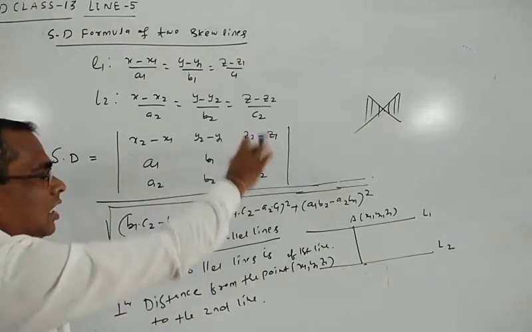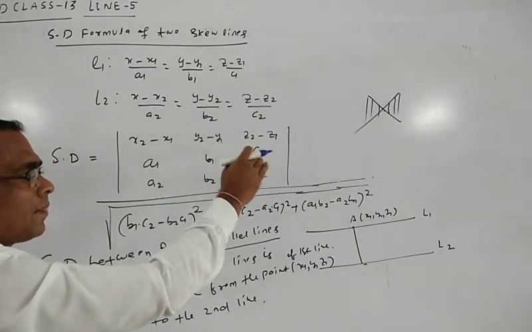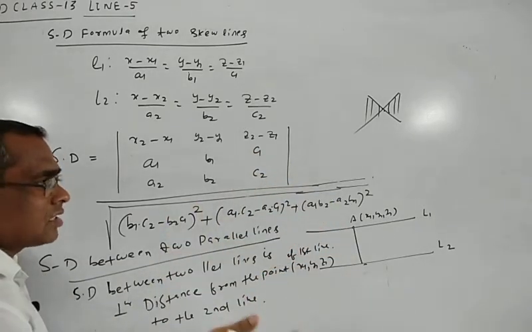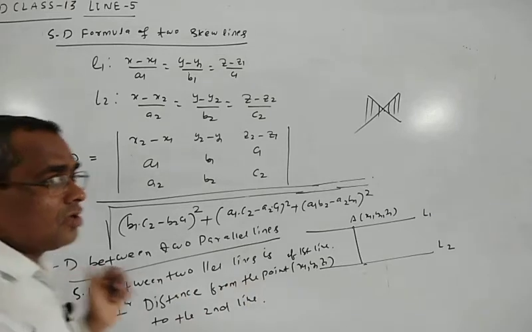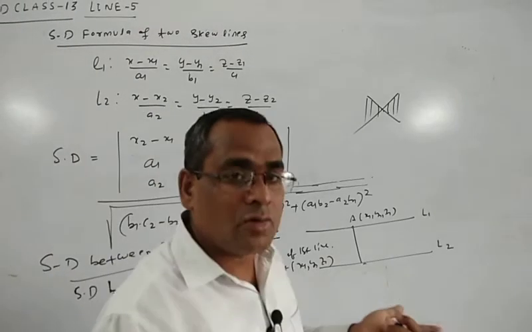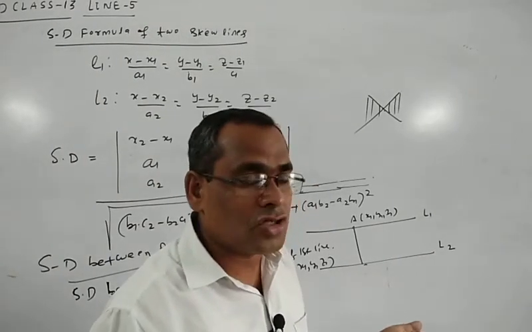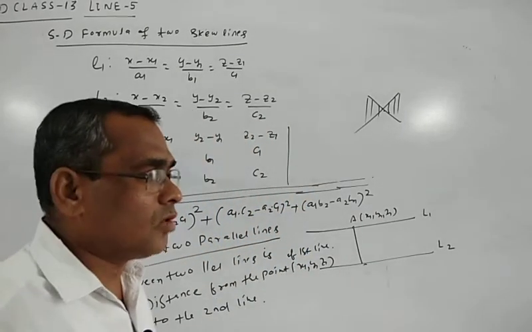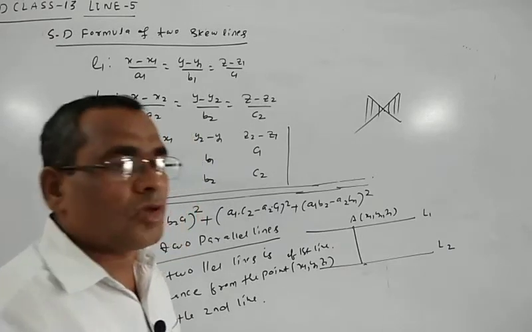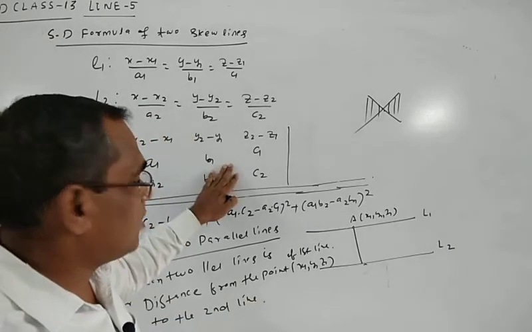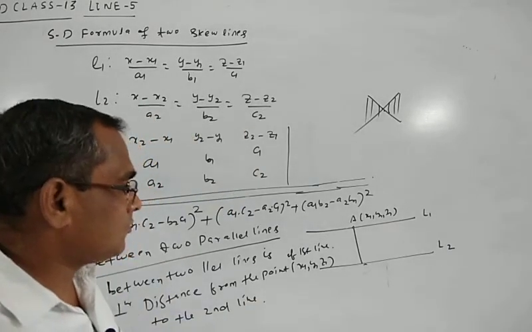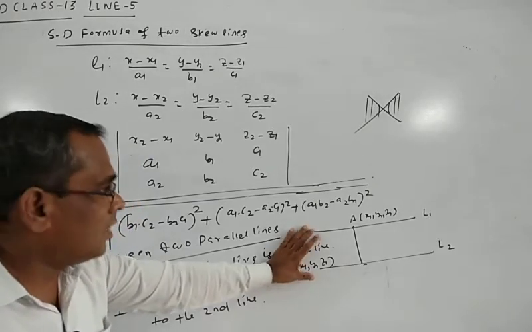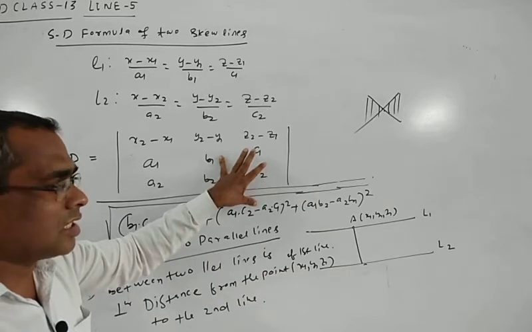So for lines that intersect, the shortest distance is 0. Intersect means they lie in one plane, which is the condition for two lines to be coplanar that we discussed earlier: if two lines are coplanar or intersect, the determinant must be 0. Okay, this is the distance between two parallel lines, and this is the formula of the shortest distance between two skew lines.